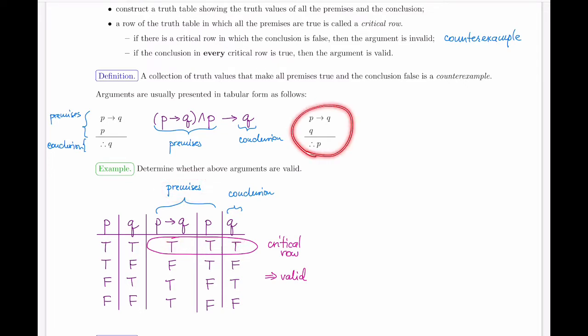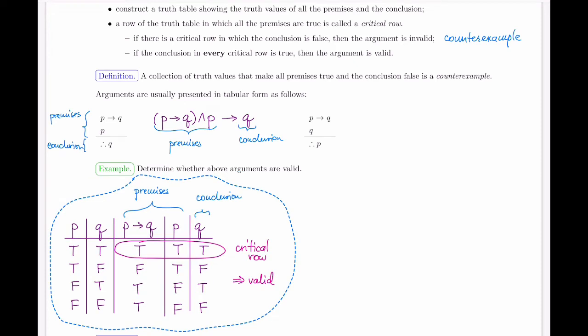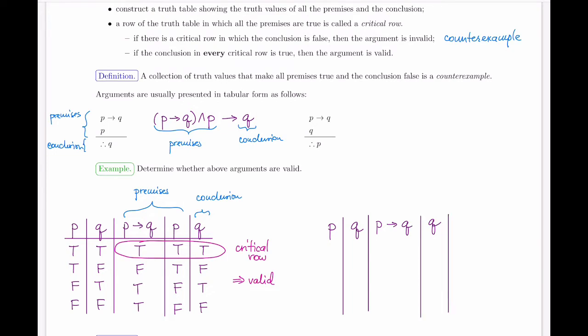Now let's see what we can say about this argument, whether it's going to have the same validity. So we're going to go through the exact same process, but now with different premises and a different conclusion. So I'm going to once again have my starting variables P and Q. I will then include columns for the premises, which are P implies Q and Q. And then I will include a column for my conclusion, which in this case is P.